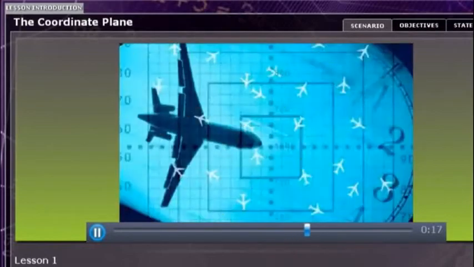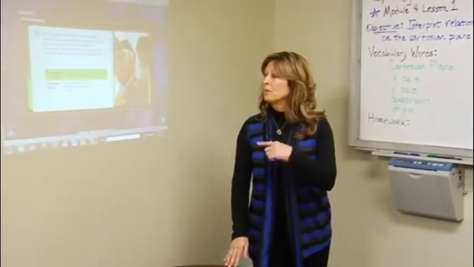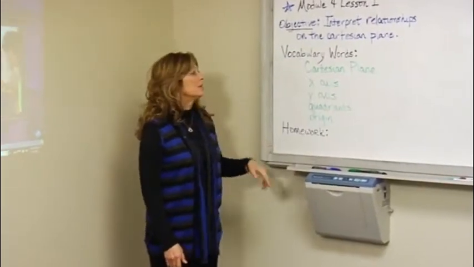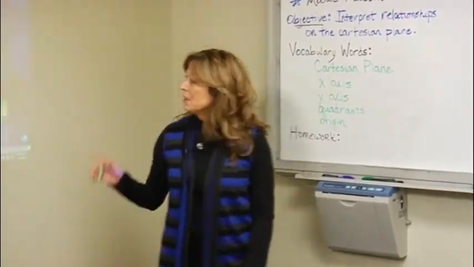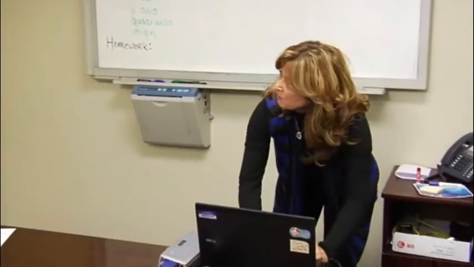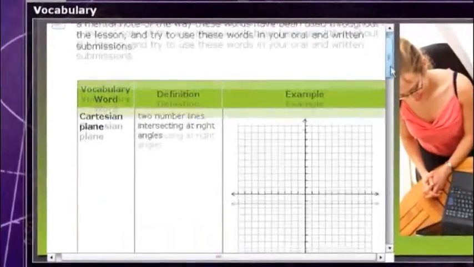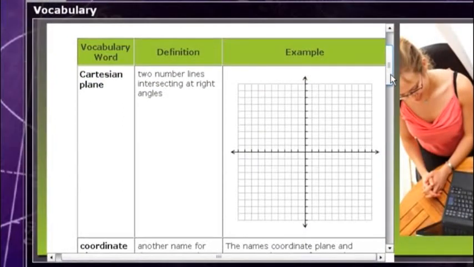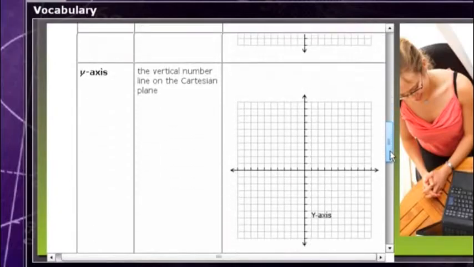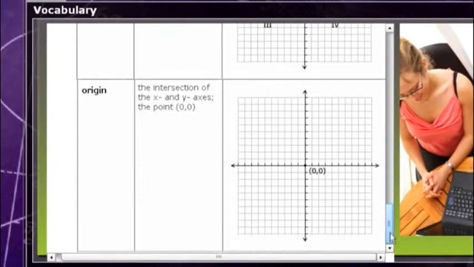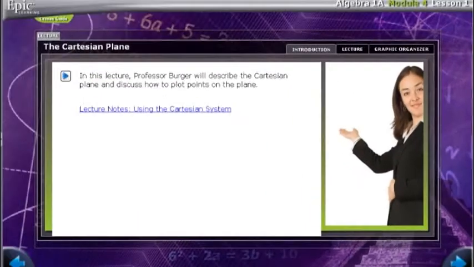All right, students, before we play the lecture, remember we're going to have to be familiar with the vocabulary words, Cartesian plane down through origin. They are on your epic. You are responsible for putting them in your spiral, but I want to point out the first one and the last one. Cartesian plane, again, 2 number lines that intersect at right angles, and I want to go down to the last one, which is your origin, just as a reminder. The origin is the intersection between your x and y axis, and the point is 0, 0. So you are responsible for the vocabulary words, and we're going to now go ahead into the lecture.